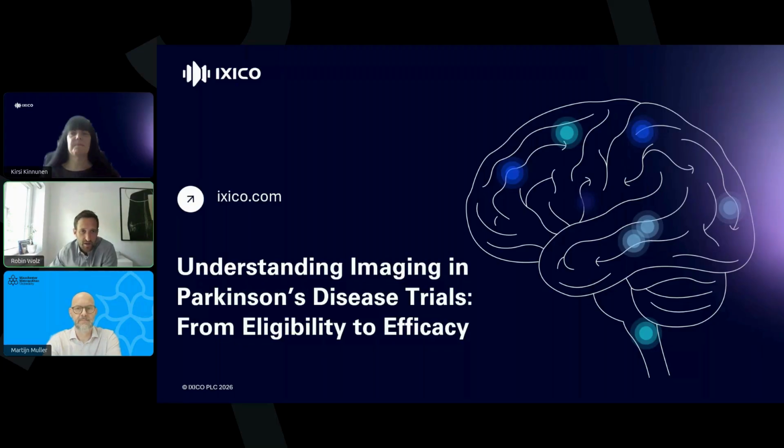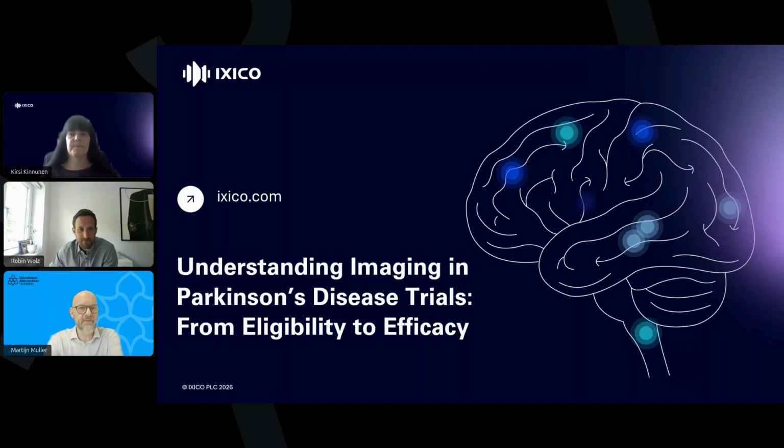Martijn will be followed by Kirsi, who's a principal biomarker scientist at IXICO. She's a senior clinical neuroscientist and chartered psychologist with over 20 years experience across Parkinsonian disorders and other CNS conditions. And Kirsi will show us how advanced MRI measurements can complement the molecular picture to look at differential diagnosis, stratification, and tracking of disease progression. Again, looking at those 4 different areas of clinical trial applications. And with that, over to you, Martijn.